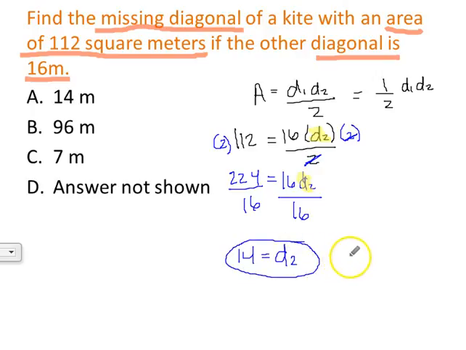And of course, if we were writing our answers, we would want to say 14 inches. We want to include our units of measurement. Oops, I don't know why I said inches. It's actually meters. It would be meters in this case. So let's get rid of the inches and replace that with meters.